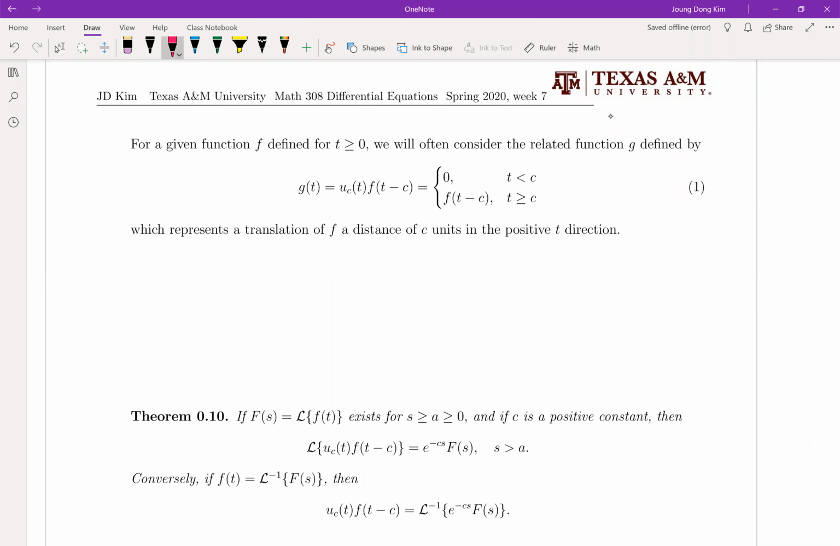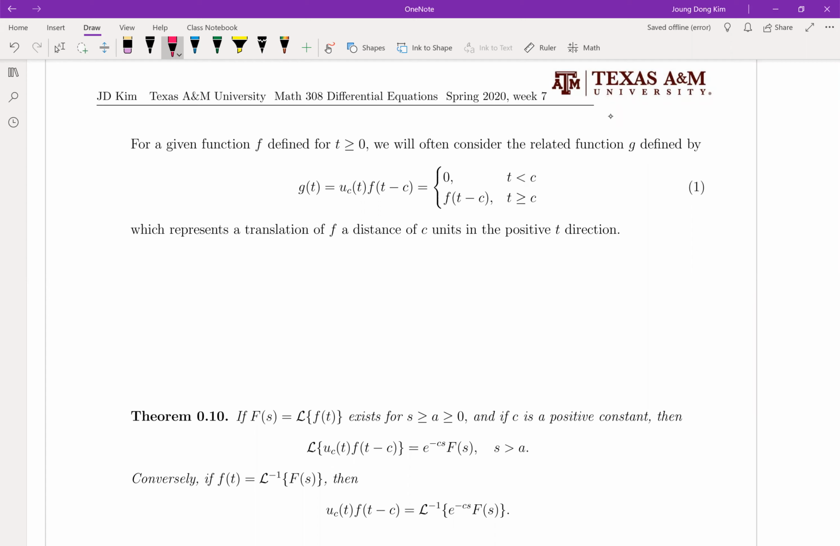Let's talk about this one, okay? This is really important for using the Laplace transform. Look at that. Your function g(t) is equal to the unit step function at point c, and you're going to multiply this function. By the definition of the unit step function, we can write it this way: before c, it is 0, and after c, it will be just f(t - c).